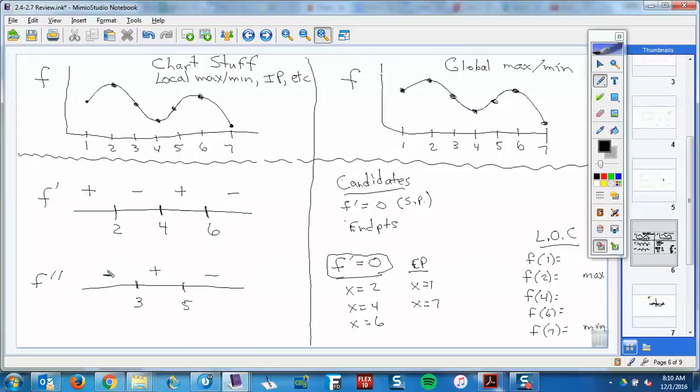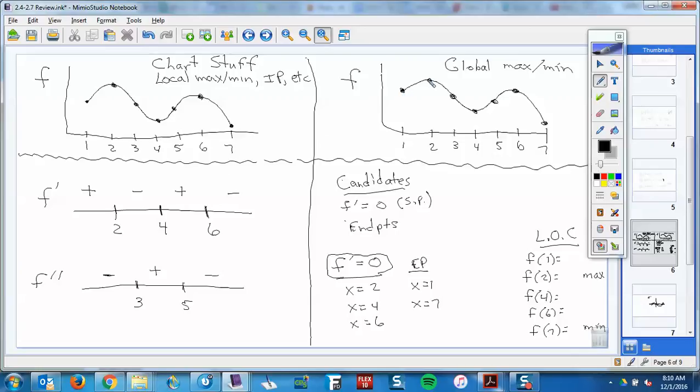This would tell you the graph's concave down, concave up, concave down, concave down, concave up, concave down, okay? Now, if we're doing a global max min, of course, we have to check the endpoints and we have to check where the derivative is 0. So we find those points, and then we got to plug those back into the original to see which one has the biggest y value.